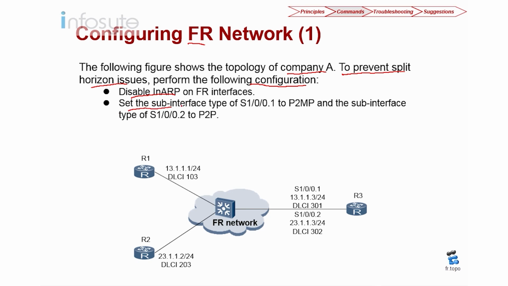Next, set the subinterface type of S0/0/0.1 to point-to-multipoint. Now it's actually referring to R3. So for the first one, we are going to do a point-to-multipoint, and for the subinterface on S0/0/0.2, here we are going to configure it as point-to-point. Now we can use a physical interface in R1 and R2 as well, so there's no issue. Alright, so let's jump into our router and see how we can do the configuration.